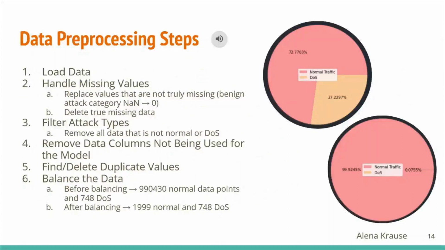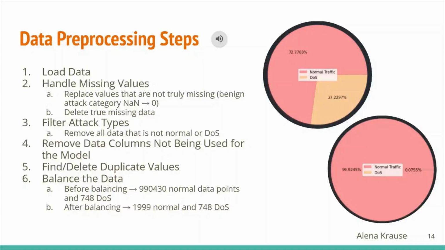In order to process the data within the UNSW NB15 dataset, our group used various Python libraries including NumPy and Pandas to execute the following steps. First, we imported the data from a CSV file and checked for missing values. All of the data points for the benign traffic were categorized as NaN, or not a number, so we changed the labels to 0. This way we could remove the true missing data.